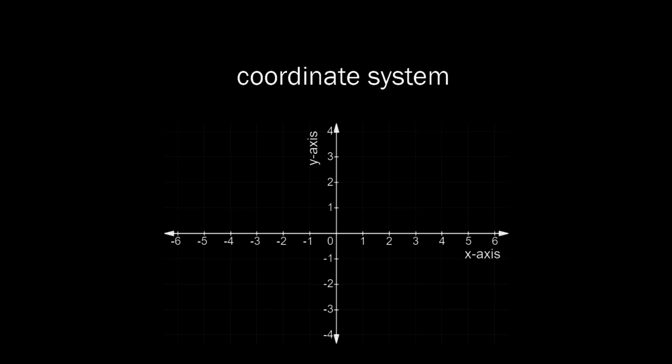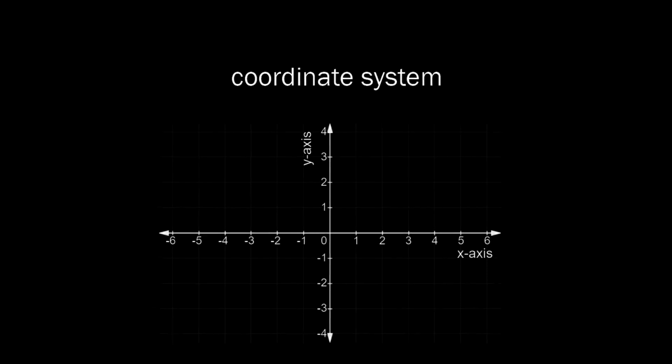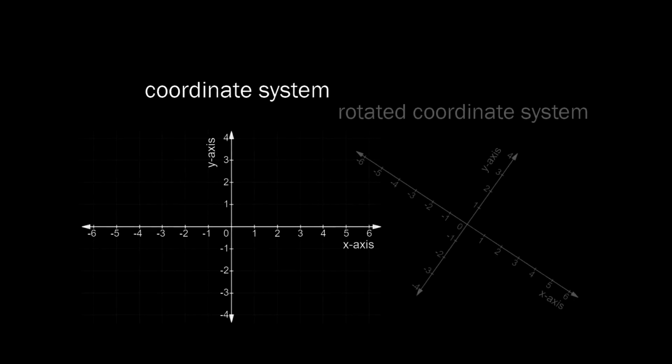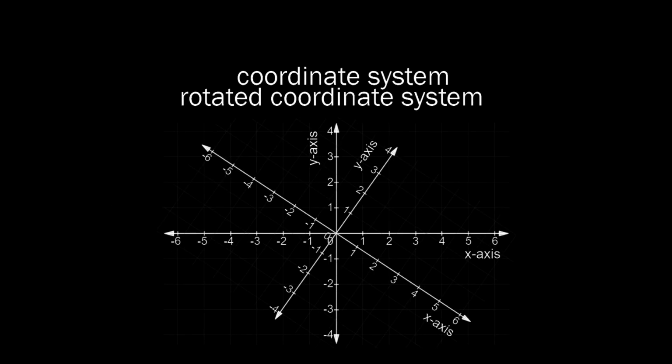Coordinate systems, I'm sure you've used them, but did you ever wonder if you can define one? Think about it. We can create one, say for example, that has a rotation. So how's this rotated system defined? The directions of x and y are not aligned with x and y of the other system.